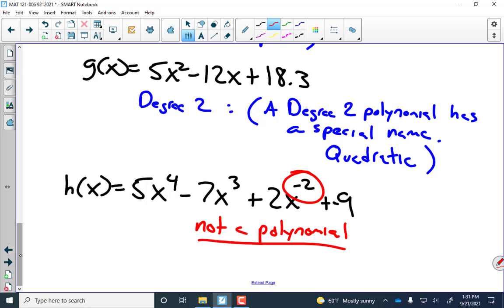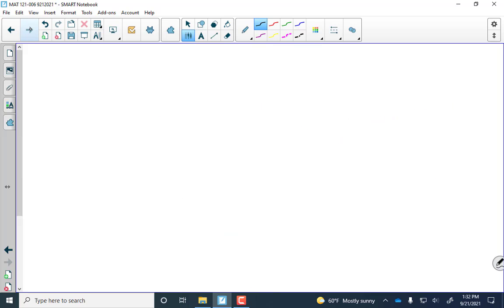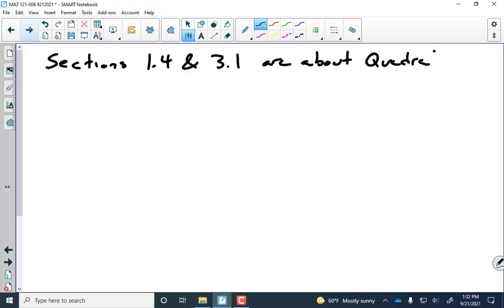Okay, so that's what a quadratic is. We learned about quadratics last time. A quadratic is a type of polynomial. It just happens to be a polynomial where the highest power is 2. A quadratic is the exact same thing as a degree 2 polynomial. We're going to spend some more time with quadratics, because sections 1.4 and 3.1 are about quadratics, these second degree polynomials. And that doesn't mean other polynomials aren't important, it just means that's what we're going to focus on right now, the degree 2 polynomials.